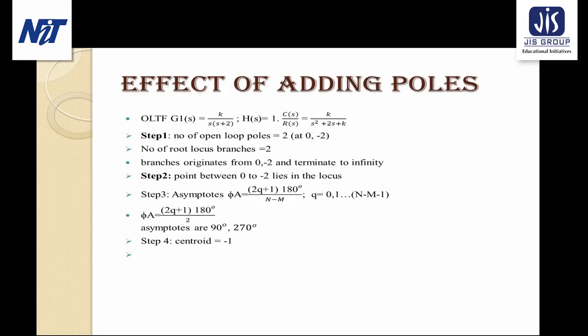In this lecture we will discuss the effects of adding poles and zeros in the root locus. So before starting, first we are taking our open loop transfer function that is given as k by s into s plus 2, and the feedback is considered as 1.